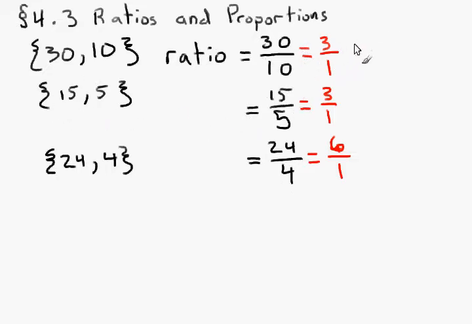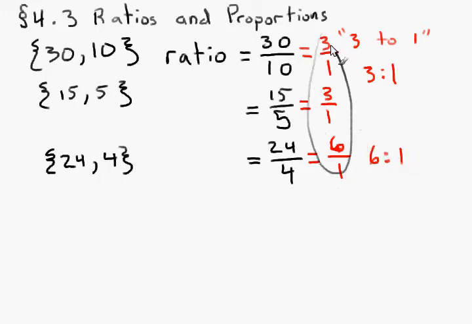And notice how I'm saying 3 to 1, etc. It's a very common way to say a ratio. One of the other ways that you could write a ratio would be 3:1, and this would be, say, 6:1. But if we're going to do any solving, having these guys in fractional form is fantastic.